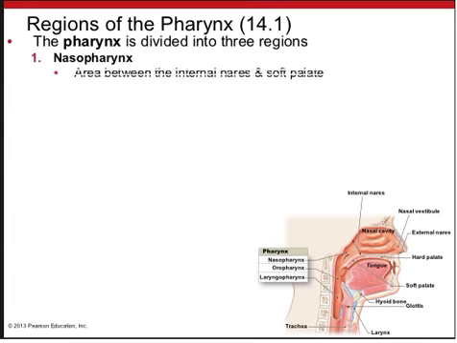The pharynx has three regions. The nasopharynx is the area between the internal nares and the soft palate, basically behind the nose.